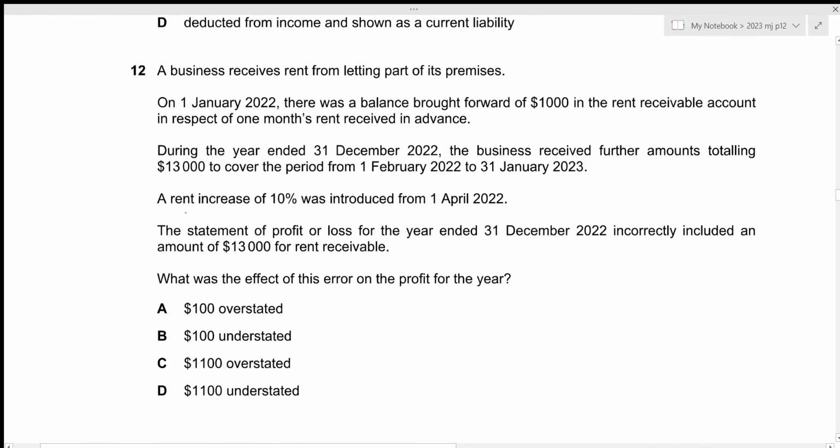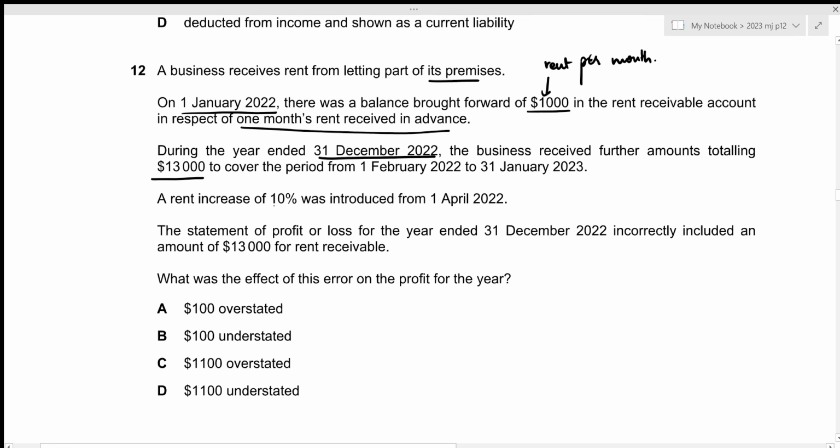A business receives rent from letting part of its premises. On 1st January 2022, there was a balance brought forward of 1,000 in the rent receivable account in respect of 1 month's rent received in advance. So this is the rent per month. Then during the year ended 31st December 2022, the business received further amounts totaling 13,000 to cover the period from 1st February 2022 to 31st January 2023.